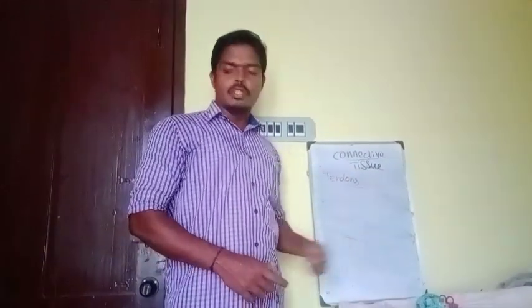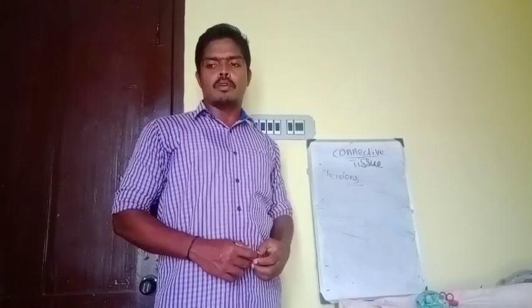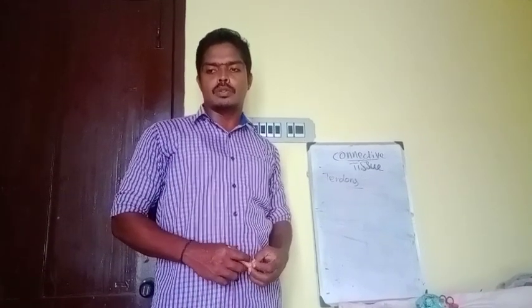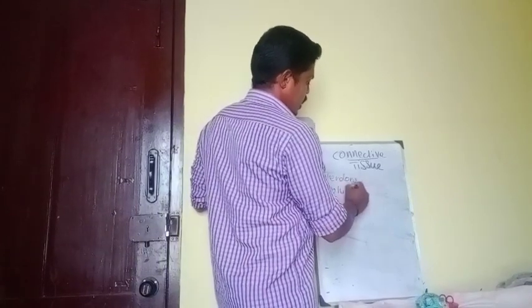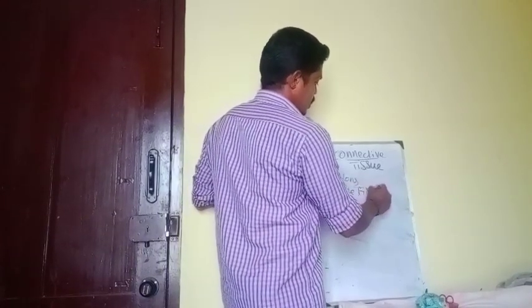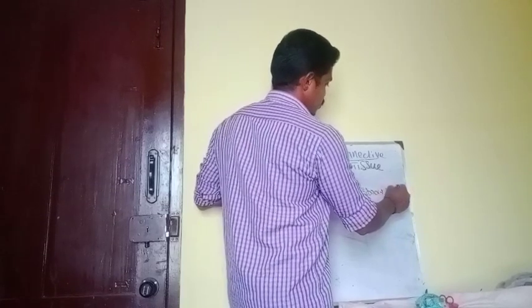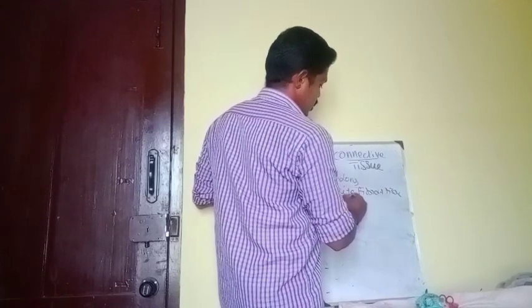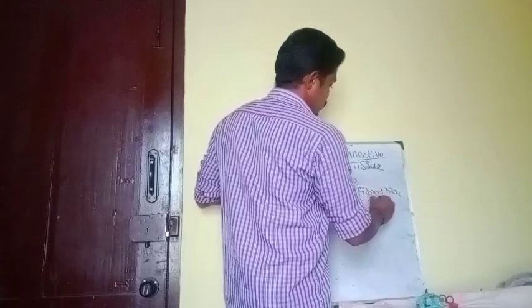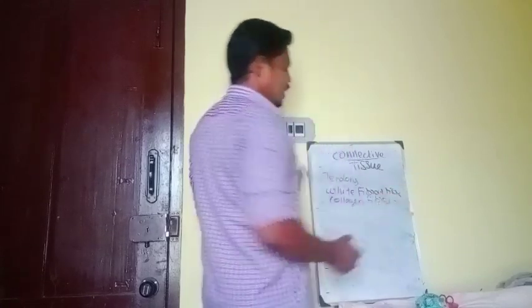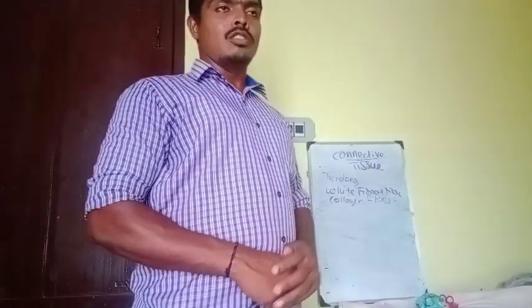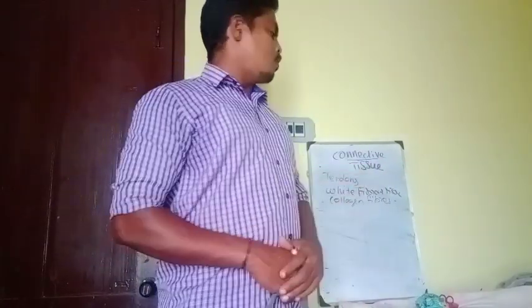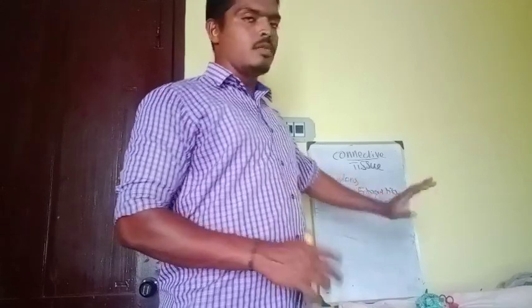Then I told you the first one is tendons. Tendons are made up of a bundle of white fibrous tissue and collagen fibers. So tendons and ligaments are two dense connective tissues. Tendons are made up of white fibrous tissues and collagen fibers.